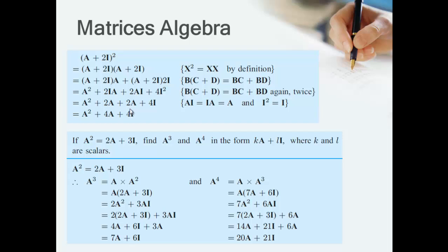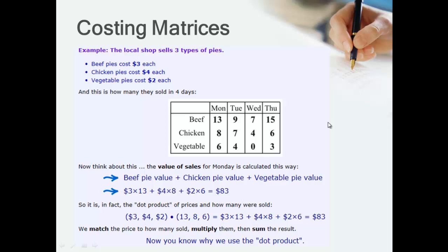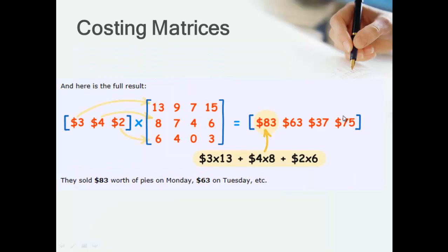If we're given something like this one over here where a squared is equal to 2a plus 3i, and we have to find a cubed and a to the 4, well, we know that a cubed equals a times a squared, so you'd expand that bracket out using the distributive law, and then you would substitute where you find the a squared for this one here. But this is the sort of question that you'll have to be able to do, and we'll go through those. Alright, costing matrices.